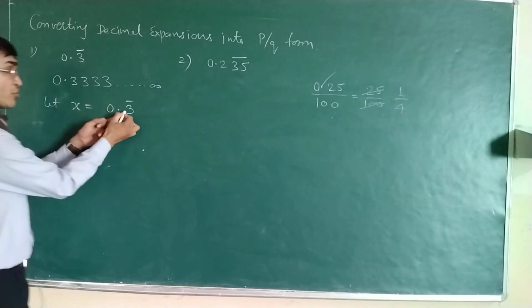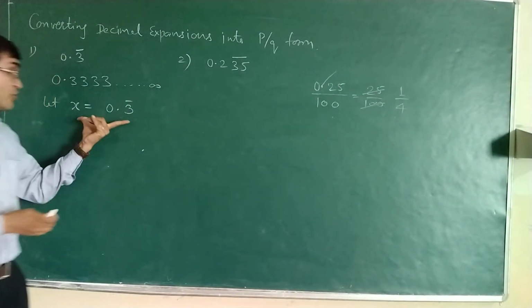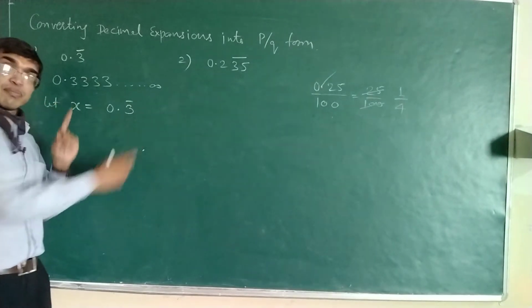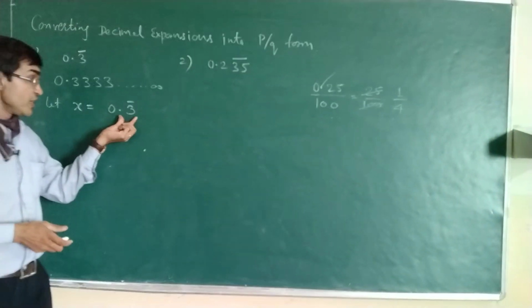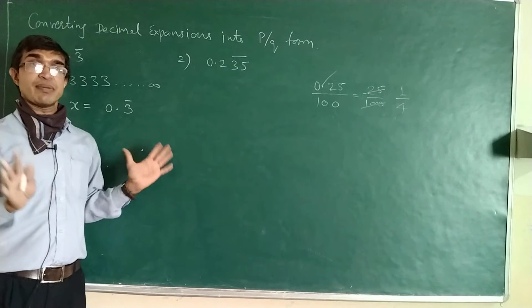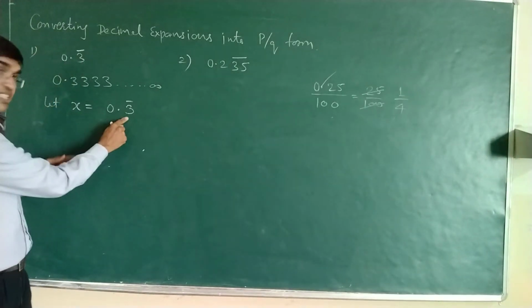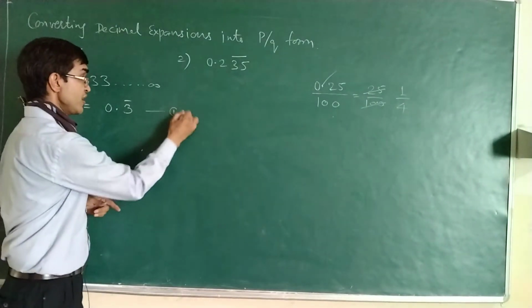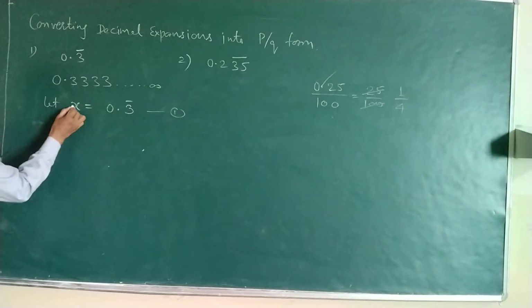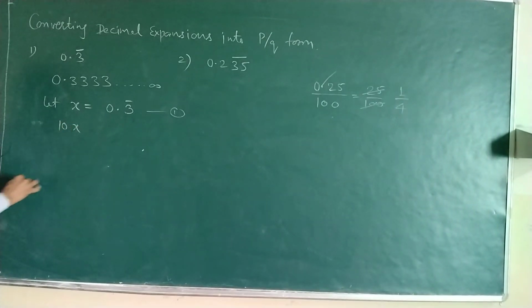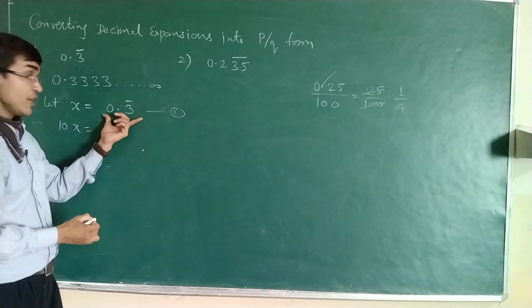Now because only one digit is recurring, you have to multiply this whole equation by 10. If it is 2 digits recurring, you will multiply by 100 and so on. So here only one digit is recurring, so multiply this by 10 on both sides. This is 10 into x, means 10x, and here if you multiply, what does it become?